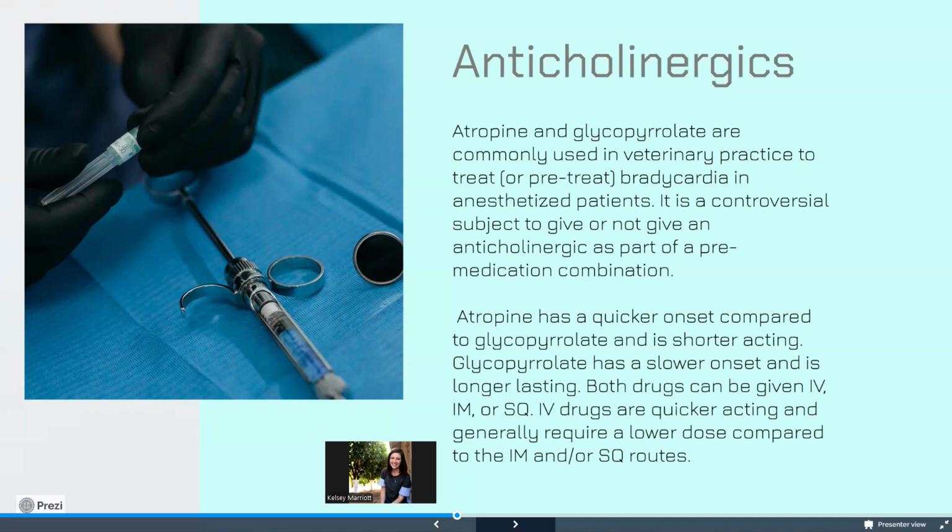bradycardic events, but that's kind of becoming more controversial because we don't want to give a drug a dog doesn't necessarily need. When we talk about which one's better, a lot of people I've worked with prefer atropine just because it has a quicker onset and doesn't last as long, whereas glycopyrrolate does have a slower onset and tends to last a little longer. Both drugs can be given in either route. So we have our IV, IM, and our sub-Q, and it just depends on what your doctors are wanting to give. But this type of drug is to help correct any bradycardic event that you might be seeing.